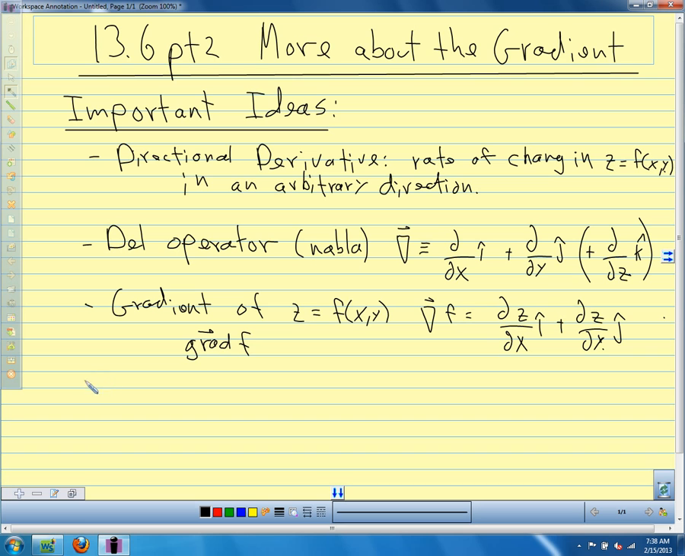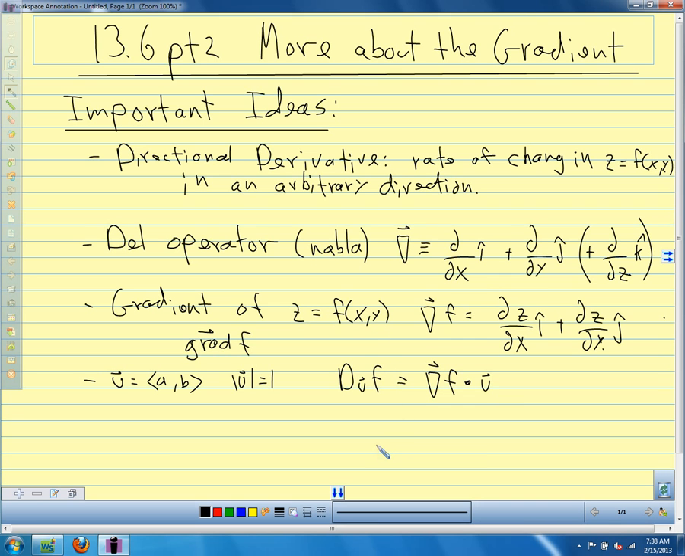And if we have a unit vector u equals <a, b>, where our length is 1, then the directional derivative in the direction of u of f was del f dot u. So this gives us a compact way of writing our directional derivative using the gradient.